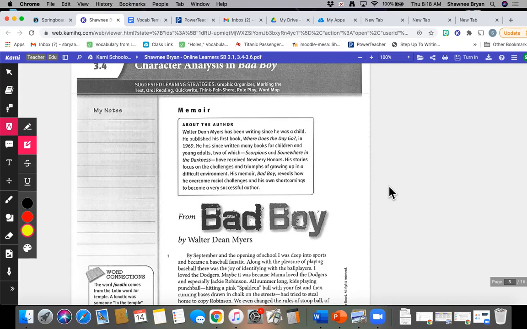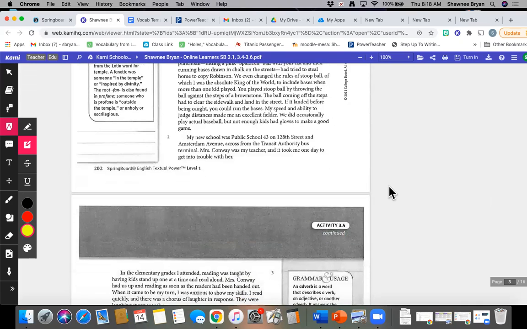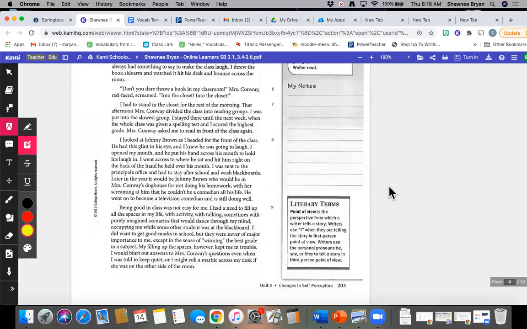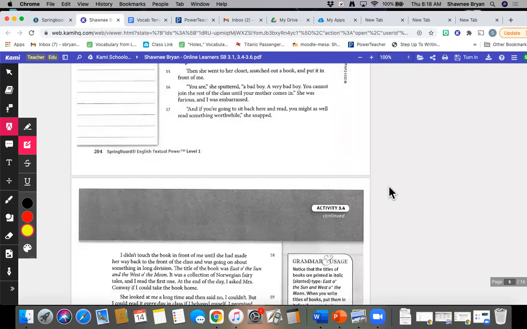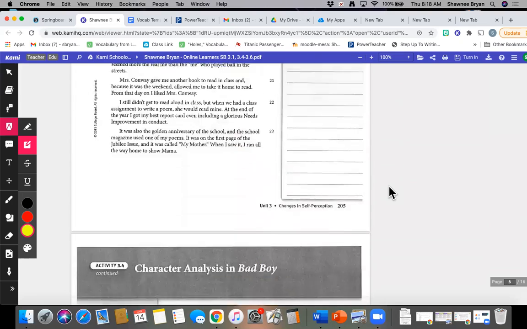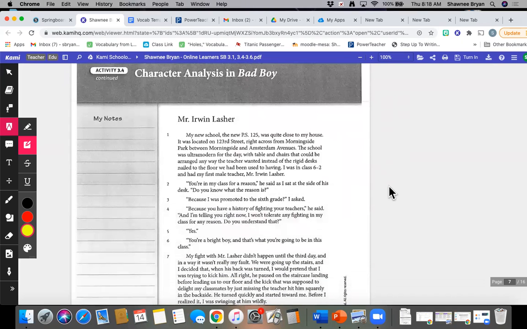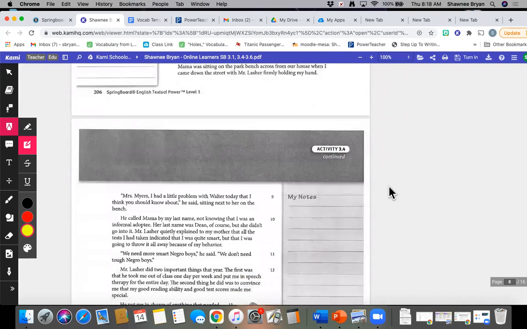Unfortunately, I do not have the audio of this excerpt, so you are just going to have to read it on your own. So the first portion of it is your main character talking about how he did in school, moving from 5th grade all the way into 6th grade. And you'll see about halfway through, you move into Mr. Erwin Lasher, which is his 6th grade teacher.